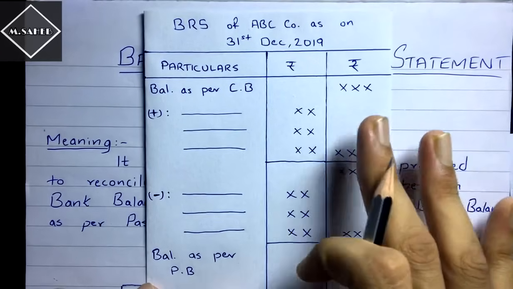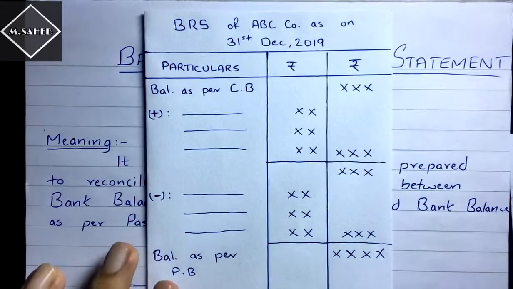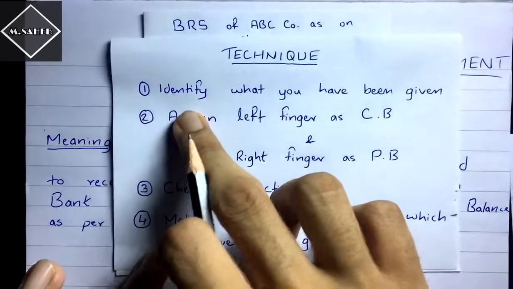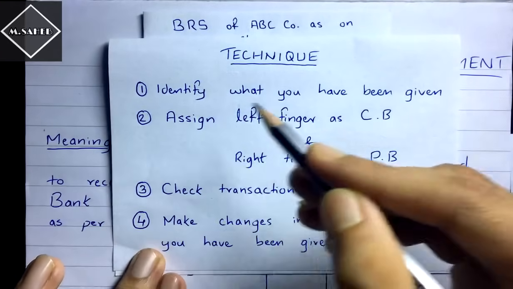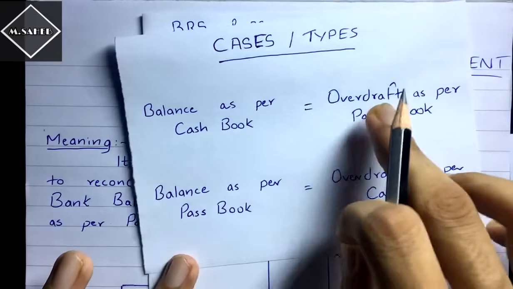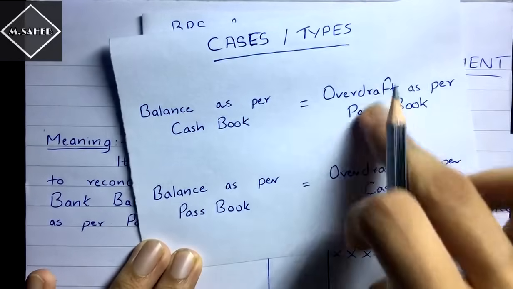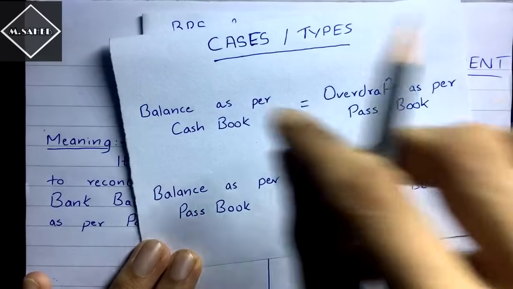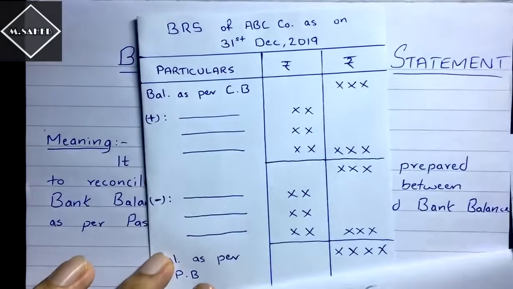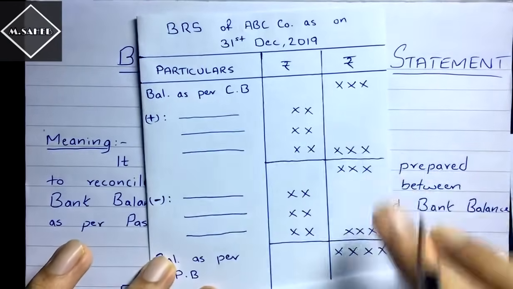All right. So this is just the format and we have seen the concept. The last thing that remains is the technique, what we have to do. The technique is very simple. First thing you need to do when you get a BRS question is identify what you have been given: whether balance as per CashBook, overdraft as per Passbook, balance as per Passbook, or overdraft as per CashBook. It will be at the top or at the bottom of the question. You first need to identify that, because with that only you will start the solution.